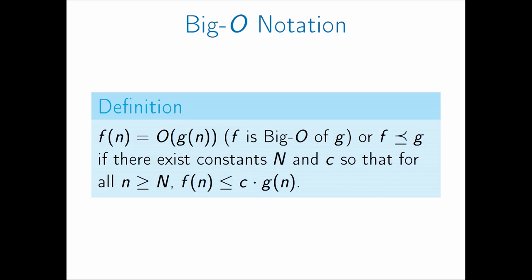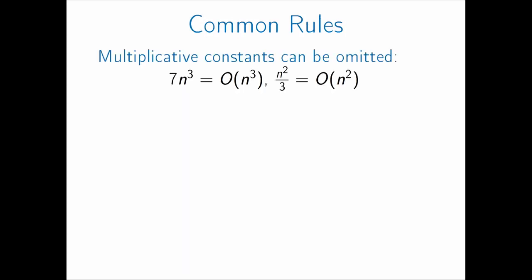So recall, we said that f of n was big O of g of n if for all sufficiently large inputs, f of n was bounded above by some fixed constant times g of n. What this really says is that f is bounded above by some constant times g. Now, we'd like to manipulate expressions. Given expressions, we'd like to write them in terms of big O in the simplest possible manner.